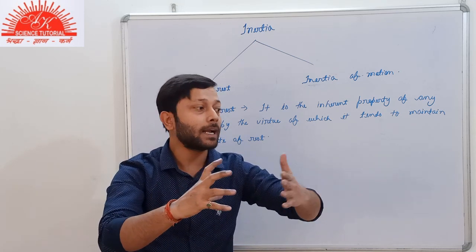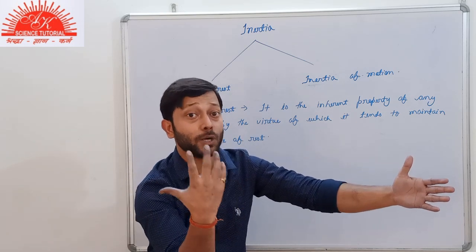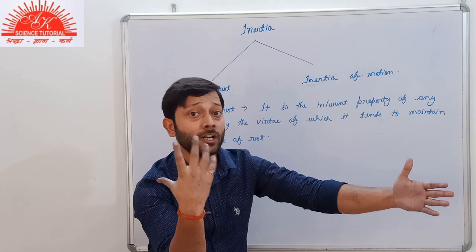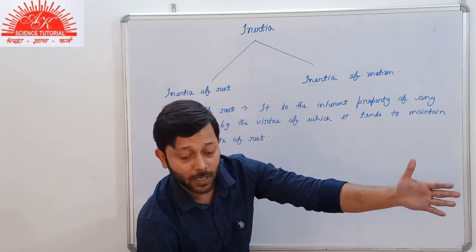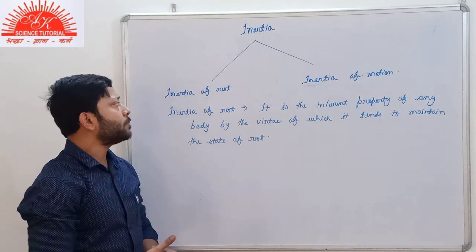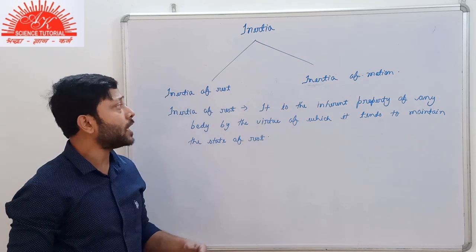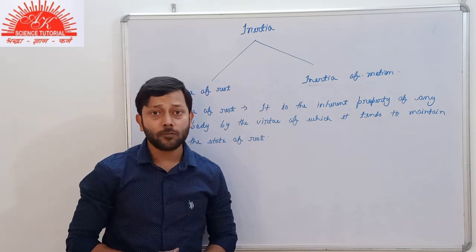As a result, the blanket is here presently, and the dust particles are left here only due to the state of rest, due to the inertia of rest. As a result, the dust particles settle down. So with the help of these examples, it must be clear to you what inertia of rest is. In the next part, we are going to talk about inertia of motion.